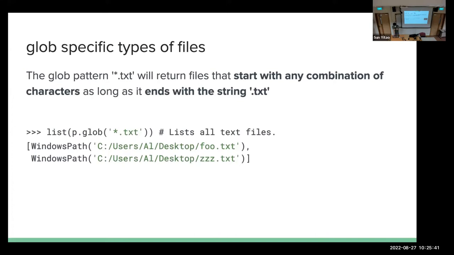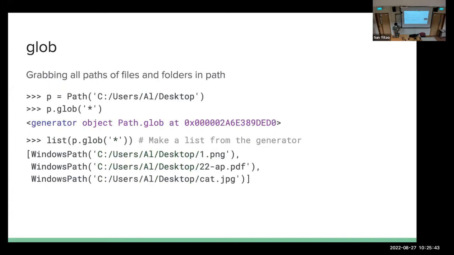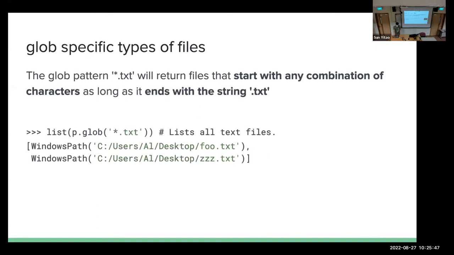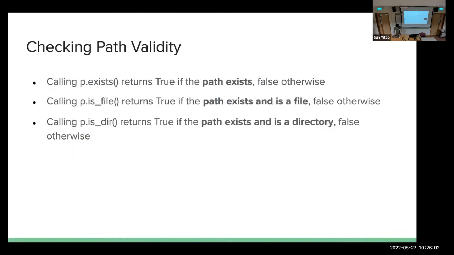Instead of globbing everything with the star operator, let's say you want a specific type of file, like PDFs or images. You can use star dot something, and then you will match everything that ends with that suffix, like dot text. Pretty straightforward.